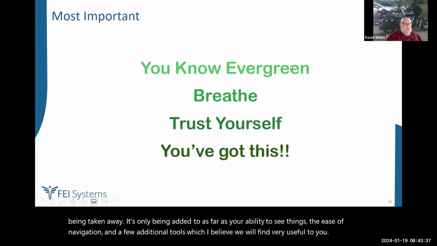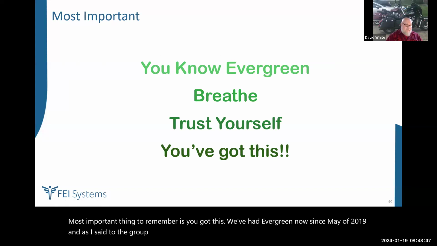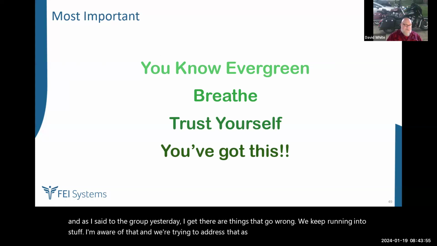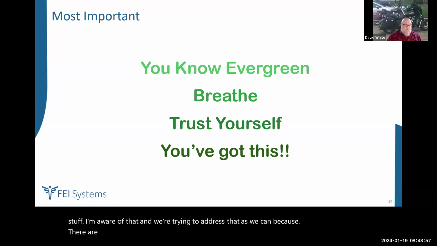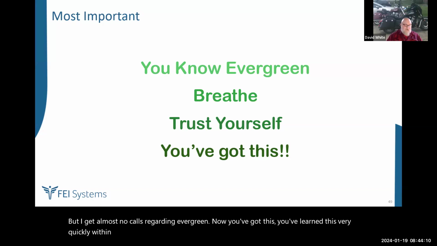Most important thing to remember is you got this. We've had Evergreen now since May of 2019. And as I said to the group yesterday, there are things that go wrong. We keep running into stuff. I'm aware of that, and we're trying to address that as we can because there are those things you don't find out don't work until you have that strange situation when it happens. But I get almost no calls regarding Evergreen now. You got this. You've learned this very quickly. Within 6 months, I was getting almost no calls asking, how do I do this? I've forgotten.